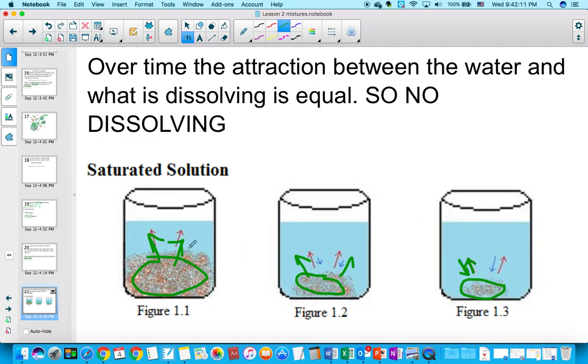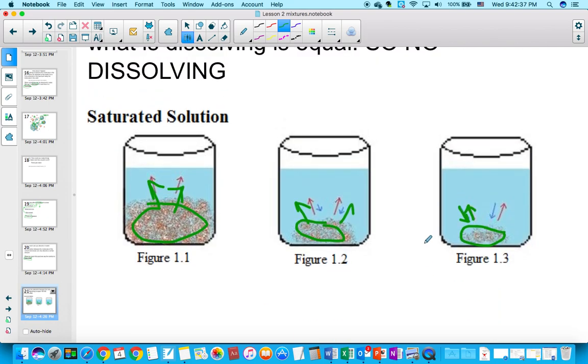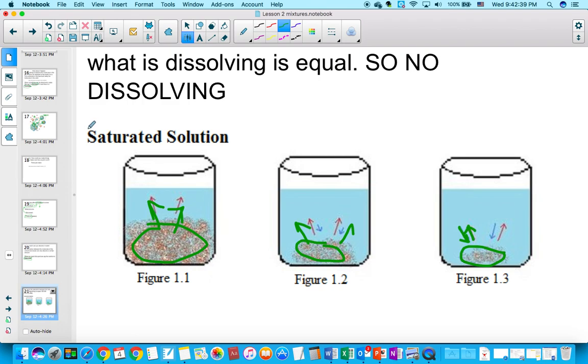At first, the water is pulling all that sugar off, and the sugar is not pulling back. Over time, as more sugar is being pulled into the water, the sugar pulls back just a little bit. And when you have too much sugar, the sugar pulls back equal to the amount of sugar being pulled away, and so you don't get any dissolving. And so we say that when these forces become equal, the solution is saturated.